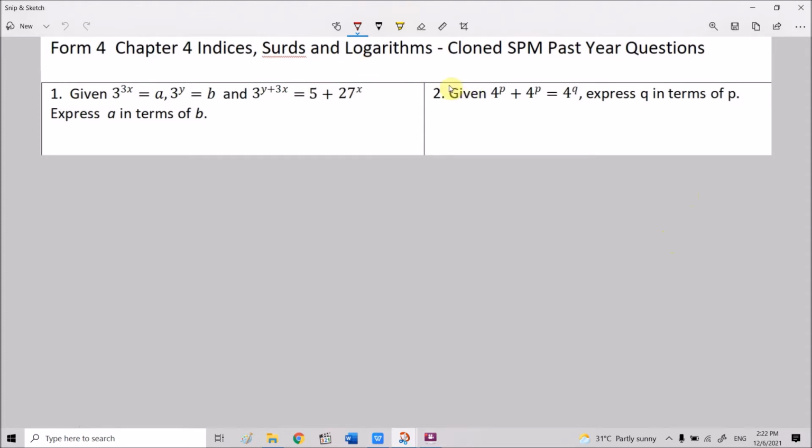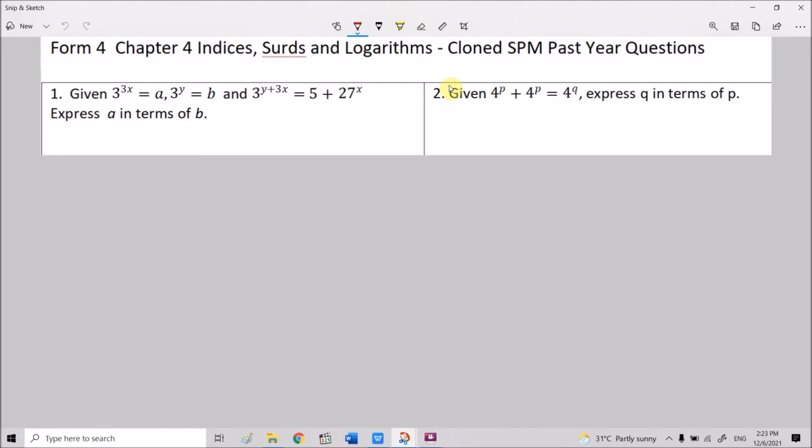Exercise. So in this video, we're going to look at 10 questions, and all these are cloned from SPM past year questions. Before we start, I recommend you do these questions together by pausing the video here, trying the question on a piece of paper, and then comparing with my solutions in order to benefit the most from this video.